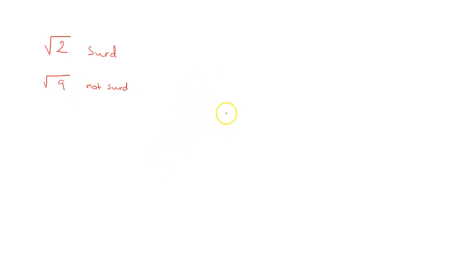Another thing that's important to notice at this point is that surds are irrational numbers. Now, irrational numbers are numbers that cannot be written in the form a over b, where a and b are both integers. So root 2 therefore cannot be written as a fraction. Some examples of other irrational numbers: pi is another irrational number, the natural number e is another irrational number, and then quite a lot of the surds, so root 2, root 3, etc.